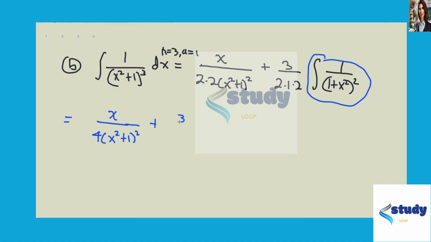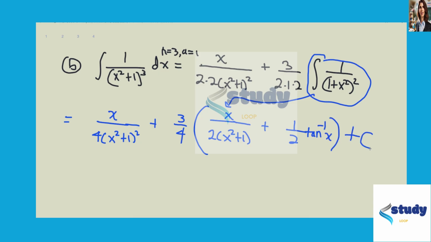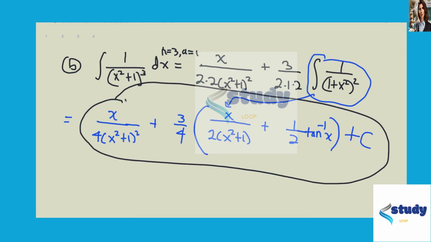And then we have 3 over 4. And then we can replace this by the previous page: x over 2 times x squared plus 1. And then we also had 1/2 tan inverse x. And let's go ahead and add that constant of integration c at the very end. And that'll be our answer for the second integral in part B. And it used the earlier part of the same problem B, but it also used the formula from part A. And that's our final answer.